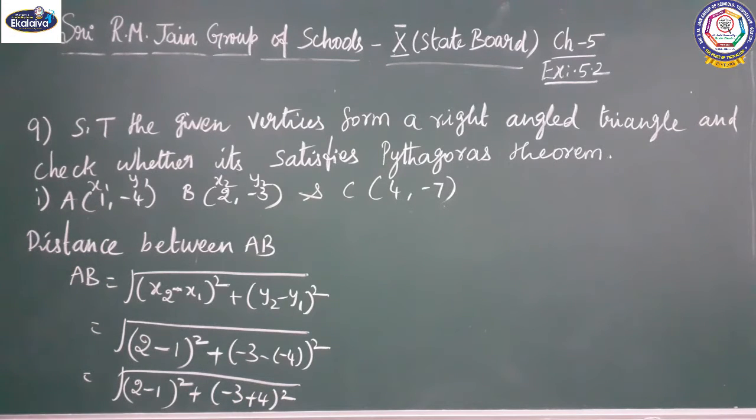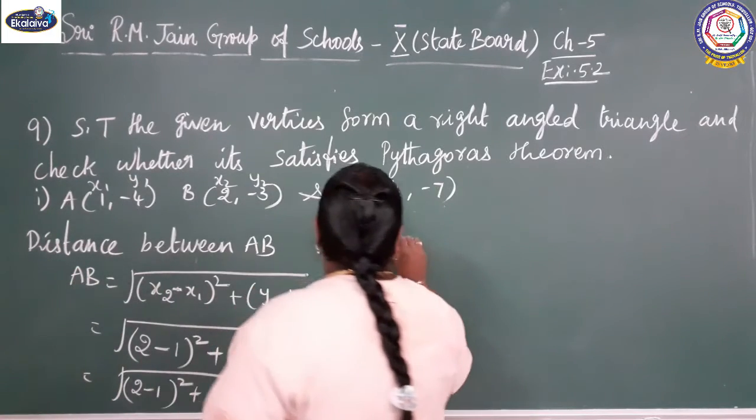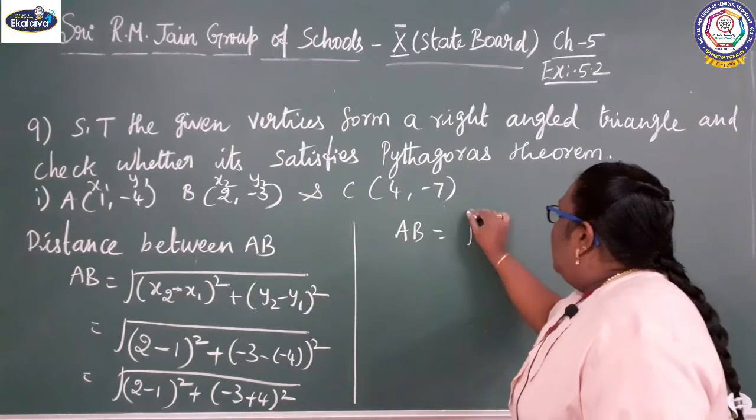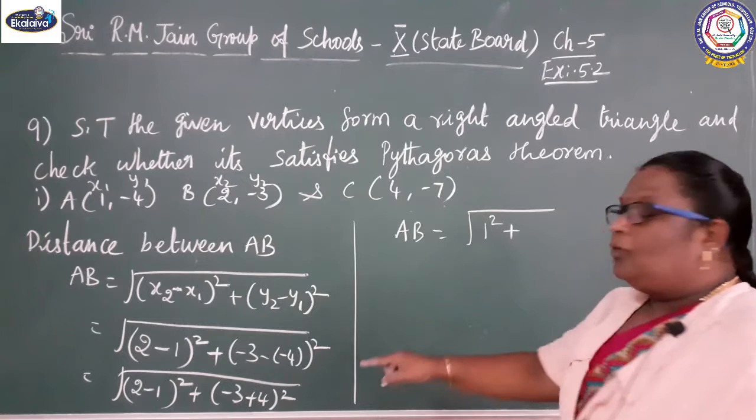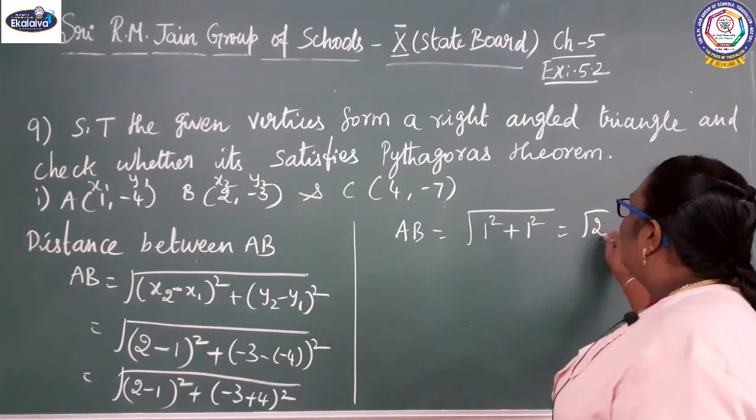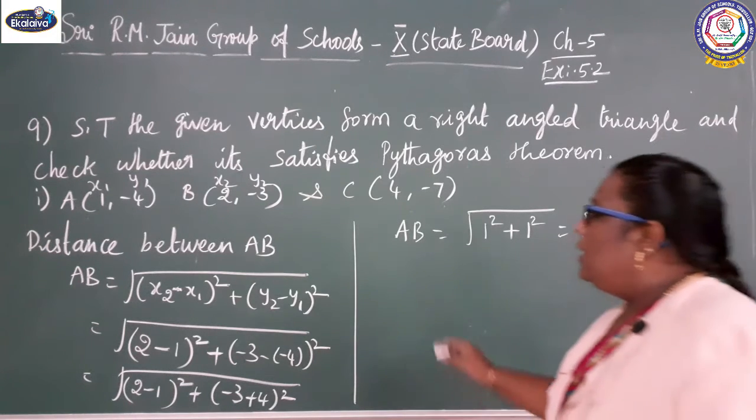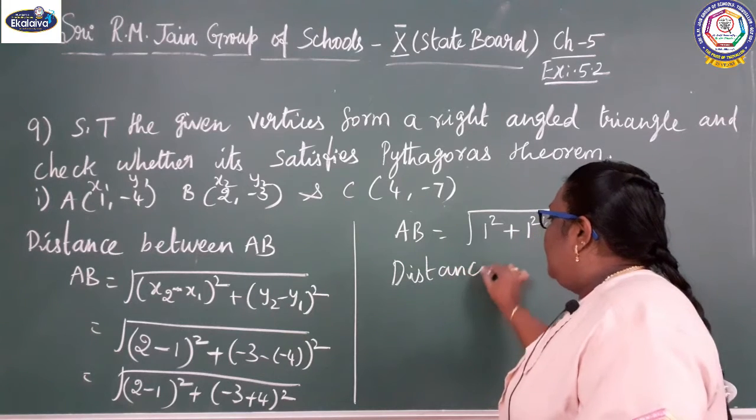Minus 3 plus 4 the whole square. So AB equals root of 1 square plus 4 minus 3, which is also 1 square. It gives root 2.